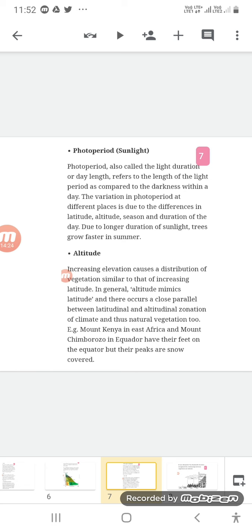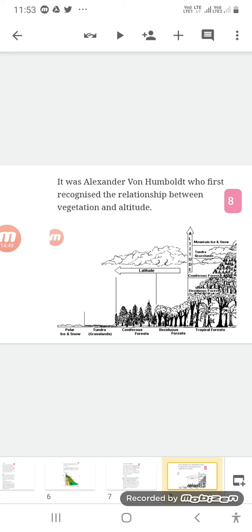That means these are equatorial regions having high temperature. High temperature can support a good quantity of vegetation, but they are high in altitude. They are so high in altitude that their peaks are snow covered, and in snow covered areas you cannot find any type of vegetation. For the first time, Alexander von Humboldt found the relationship between vegetation and altitude.